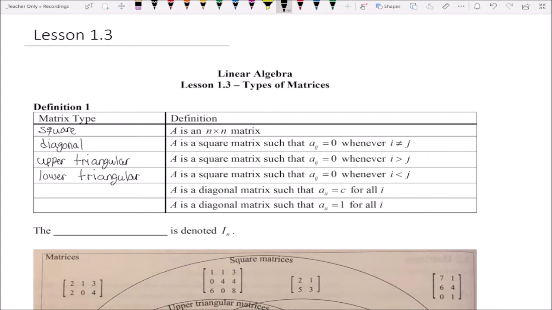A diagonal matrix such that a_ii is equal to c for all i is known as a scalar matrix. In other words, a scalar matrix is a diagonal matrix such that all of the elements on the diagonal are the same. And finally, a diagonal matrix such that a_ii is equal to 1 for all i is the identity matrix.